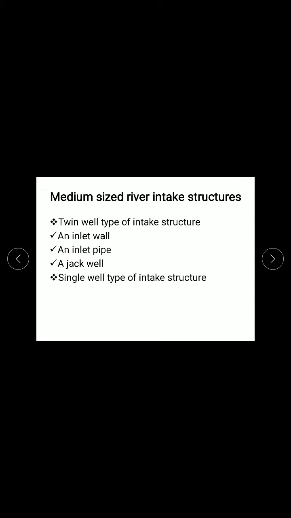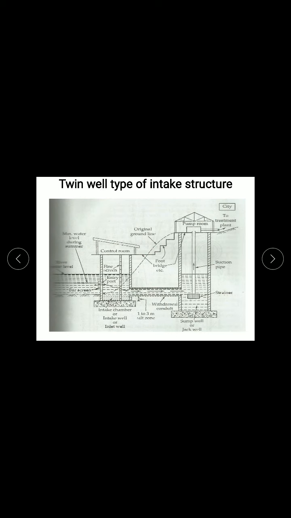One more division of the river intake structure is the single well type of intake structure. Okay, so two types are present in the river intake structure. Now we will see what you mean by twin well type of intake structure. In the twin well type of intake structure, you can see this is called an intake well or inlet well, and the next part is the inlet pipe, and this one is called a sump well or the jack well.